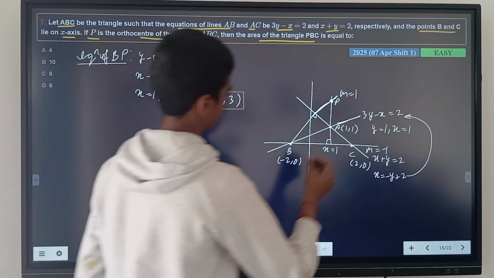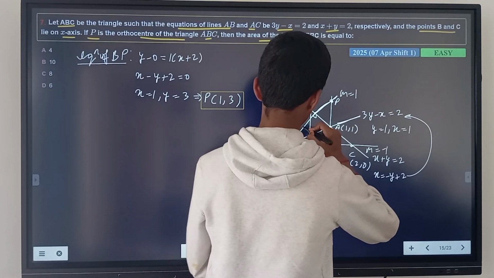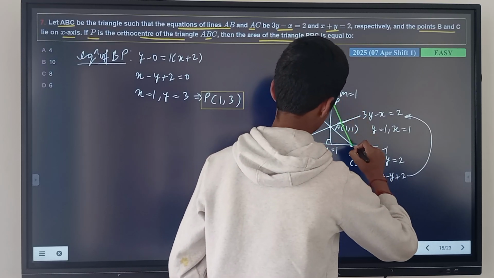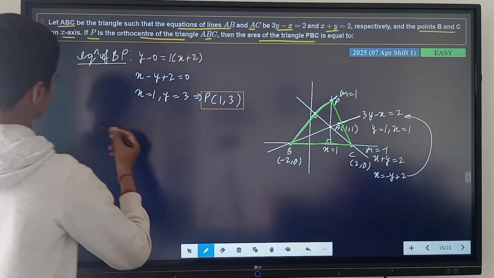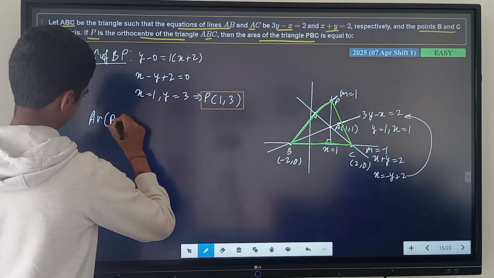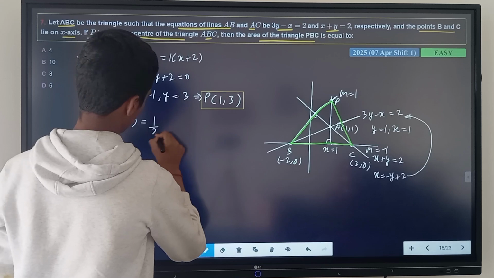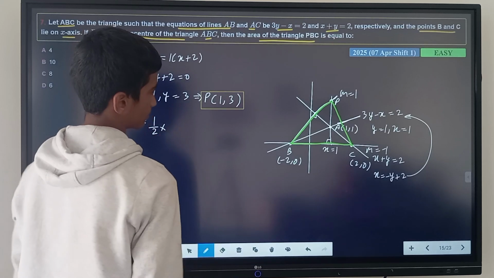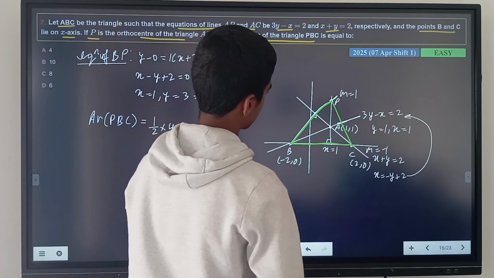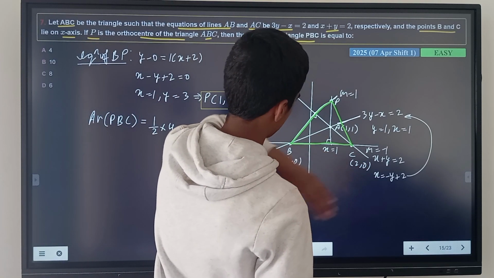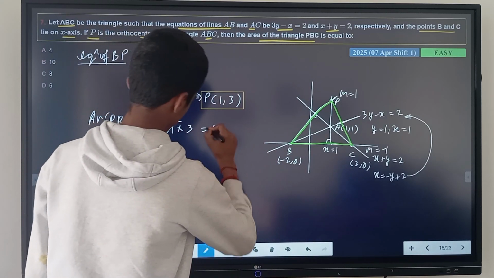Now let's plot the triangle. We have points P, B, and C. So the area of triangle PBC will be equal to 1 upon 2 into base, the distance between B and C, which is 4, into height, the distance between point P and the x-axis, which will be 3. So this will be cancelled, and this is equal to 6.